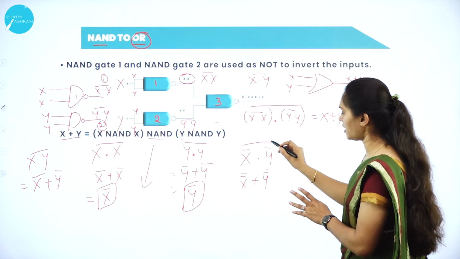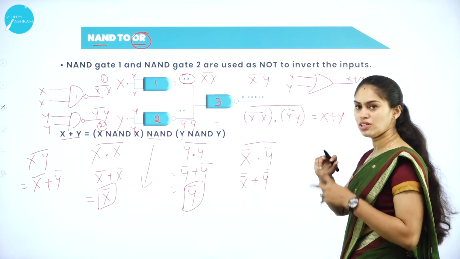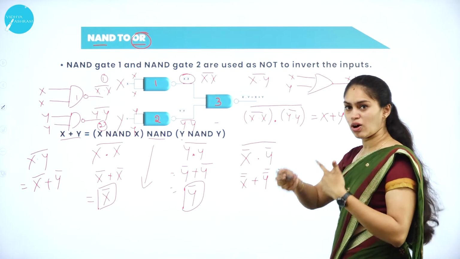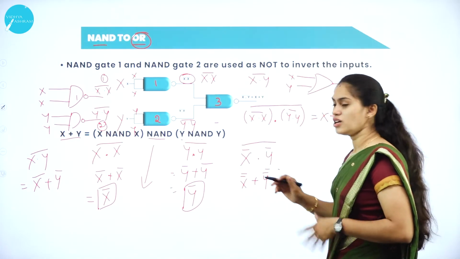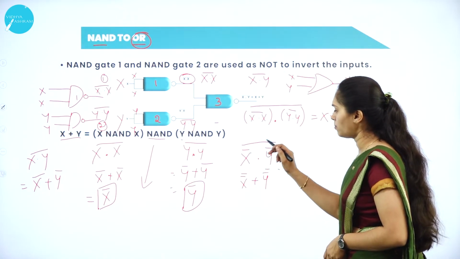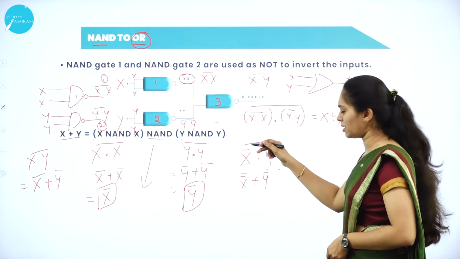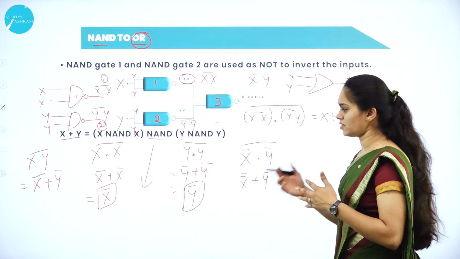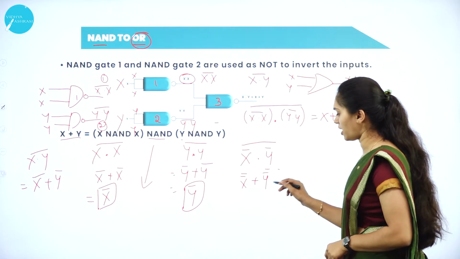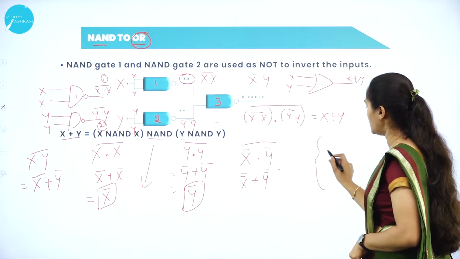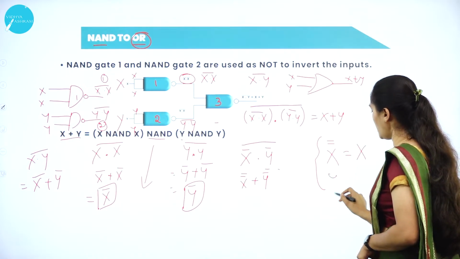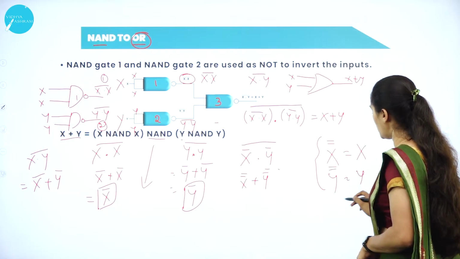Why? Because here it has 2 bars. So we have a complemented x input and it is recomplemented, that is equal to the original input itself. So x dot y whole bar, then double bar we have. When it converts from De Morgan's first theorem, this becomes x double bar plus y double bar. So we know that x double bar is nothing but x, y double bar is nothing but y.